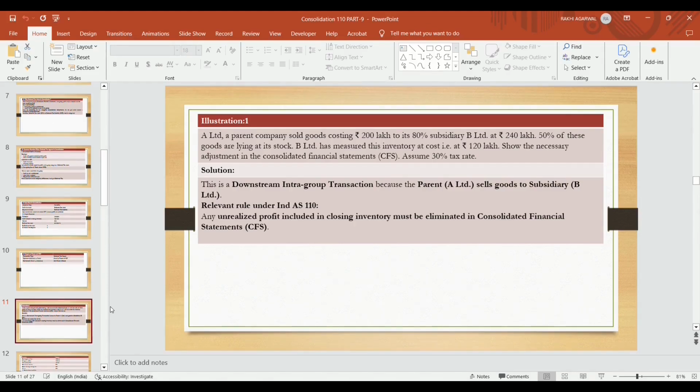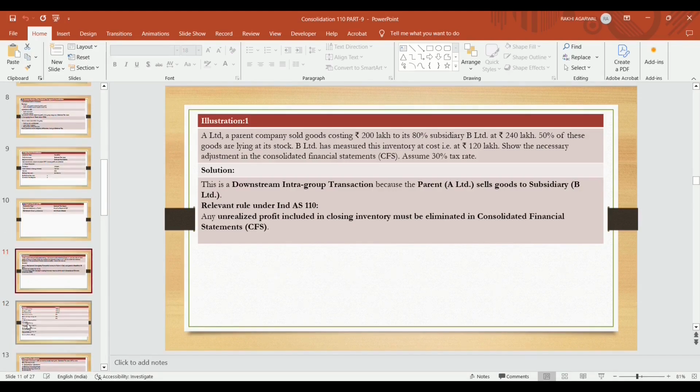So this is a downstream transaction where the parent sells goods to the subsidiary. This is a downstream intra-group transaction. Parent A Limited sells goods to subsidiary B Limited. Relevant rule under Ind AS 110: any unrealized profits included in the inventories, that is the closing inventory, must be eliminated in the consolidated financial statement. So whatever unrealized profits are included in closing inventory at the time of preparation of CFS, we have to eliminate. This is the intra-group transaction.